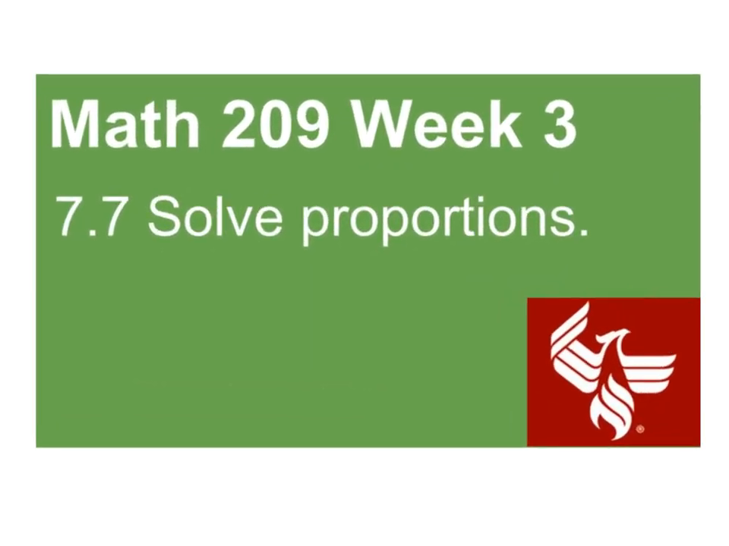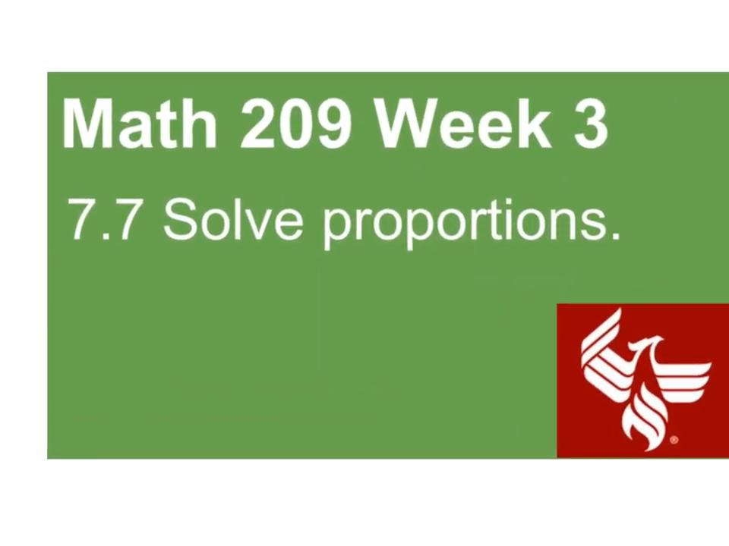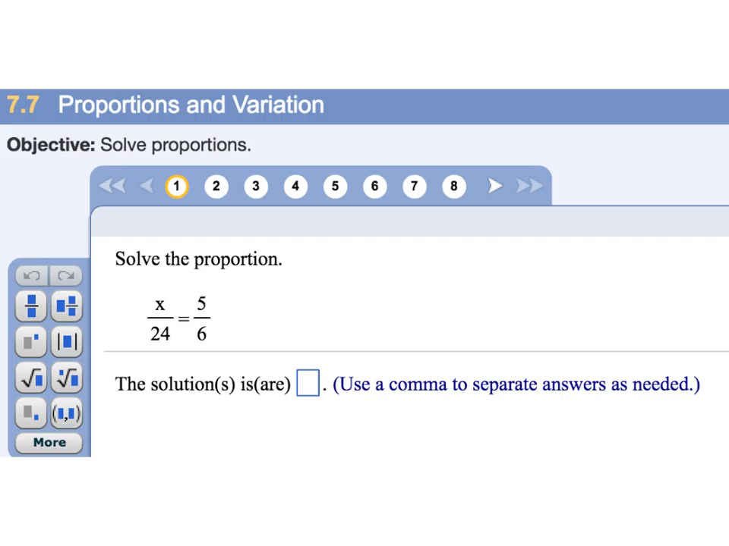All right, this is Math 209, Week 3. We're going to be doing Section 7.7, Solving Proportions. So when you have a fraction equaling another fraction, there's a couple of ways to solve it.